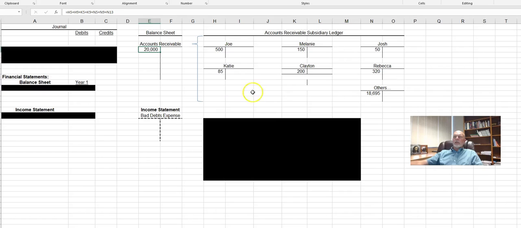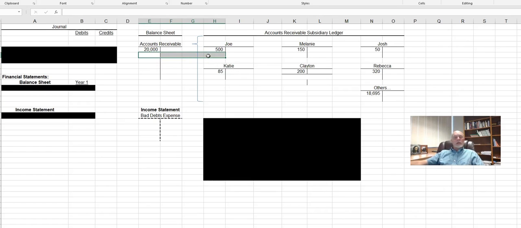That means that anytime you add to accounts receivable by debiting the accounts receivable account, you need to be adding to somebody's account. For example, if we added $500 to accounts receivable, we'd have to record who that relates to. Maybe that's another $500 for Joe. So that means that Joe would now have a balance of $1,000. Remember, anytime you add to accounts receivable, you need to add to a customer balance.